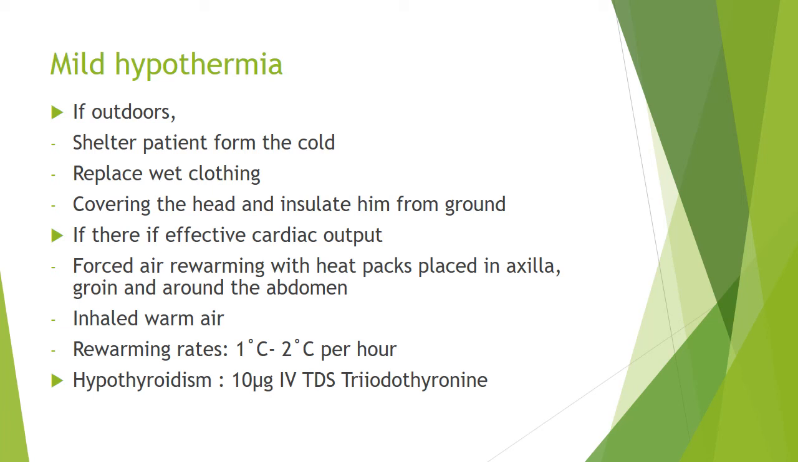If there is effective cardiac output, then first-line rewarming is with heat packs placed in the axilla, groin, and around the abdomen. The patient is given warm air to inhale, and rewarming rates are 1 degree Celsius to 2 degrees Celsius per hour. If there is hypothyroidism, then 10 microgram IV triiodothyronine is given 3 times a day.